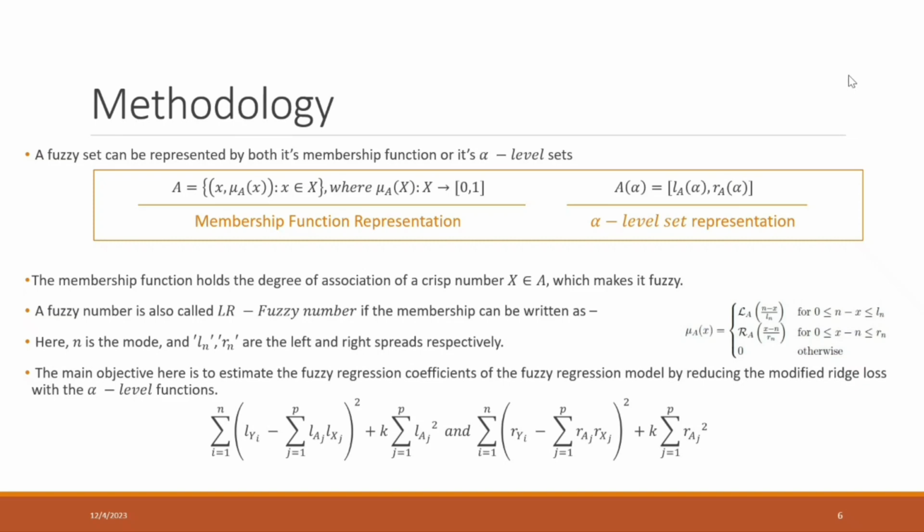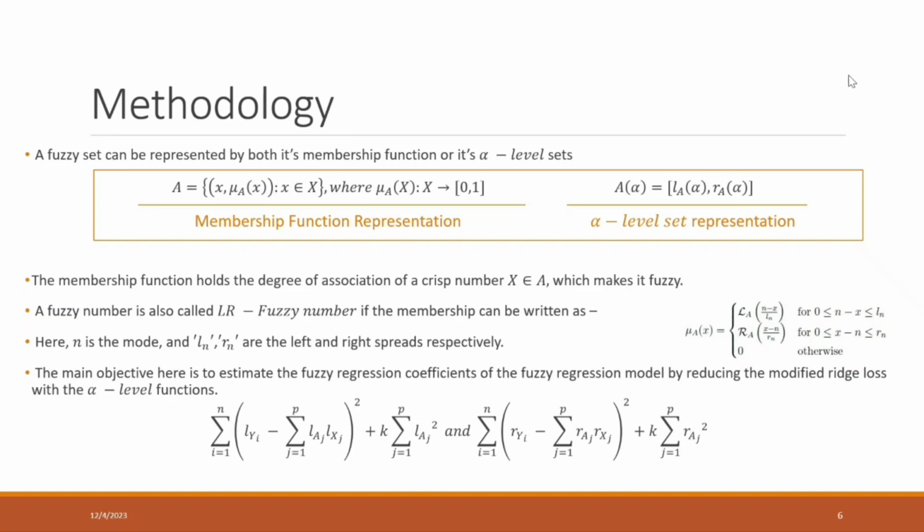Another representation is the alpha level set representation, where we hold the support of the fuzzy set at a particular level alpha, where alpha can take any value between 0 and 1. This gives us a representation of the membership function or the fuzzy number in a trapezoidal or triangular shape, with the left hinge and right hinge, which we denote as L and R, and the mode of x can be found at n.